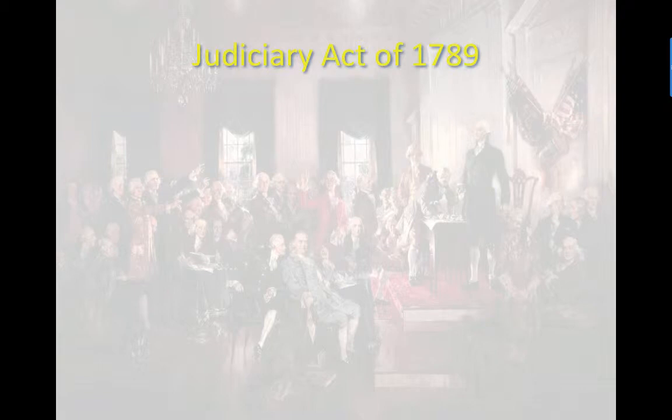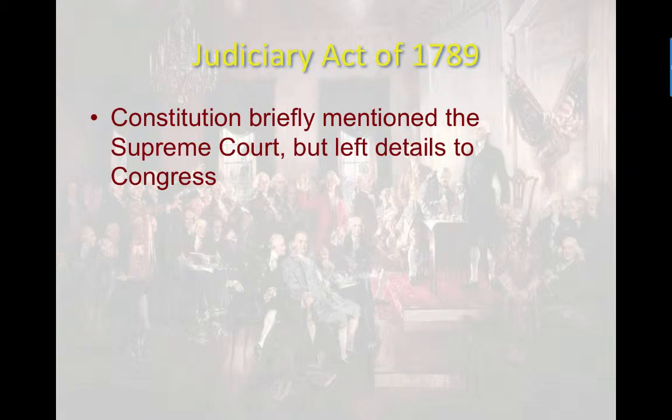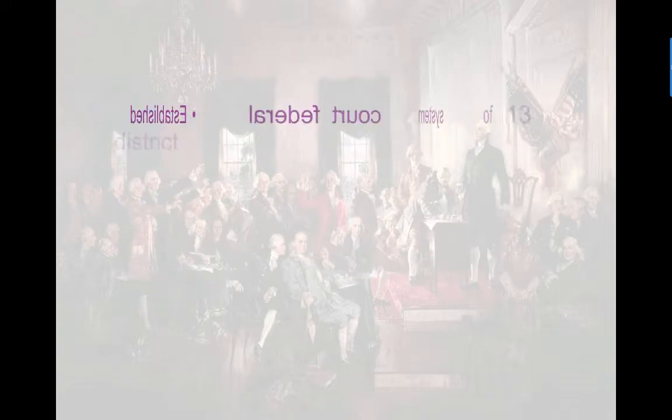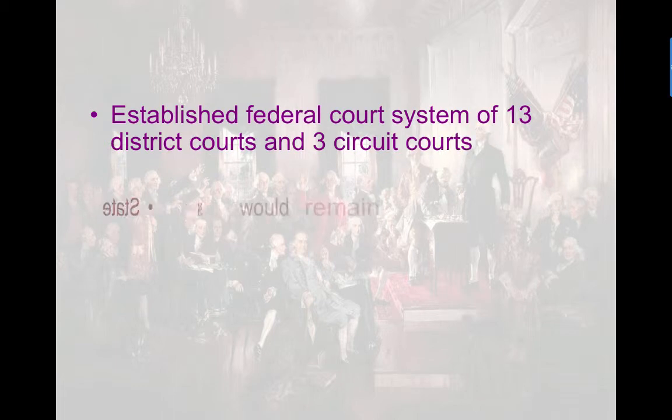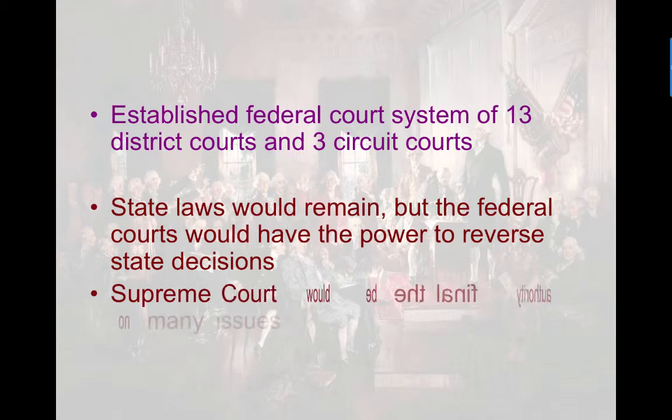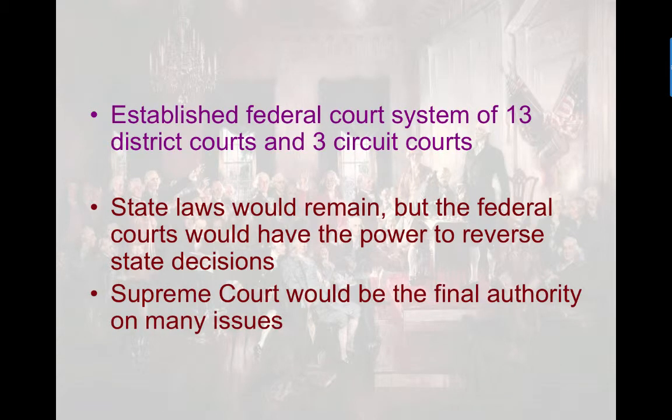So we also need to look at the judicial branch and the Judiciary Act of 1789. Now, the Constitution briefly mentions a Supreme Court, but leaves most of the details out to Congress. And the dispute arises between favoring a national legal system or a state legal system. So a compromise was made at the Act of 1789. What this act does, key term, is it establishes a federal court system of 13 districts and 3 circuit courts. State laws would remain, but the federal court system would have the power to reverse state decisions. And above the federal system was the Supreme Court, and it would be the final authority on many issues. Most issues, the Supreme Court is the final.